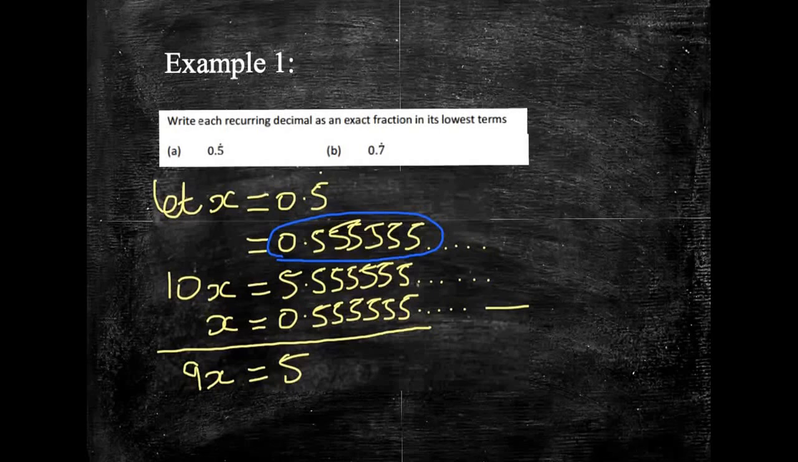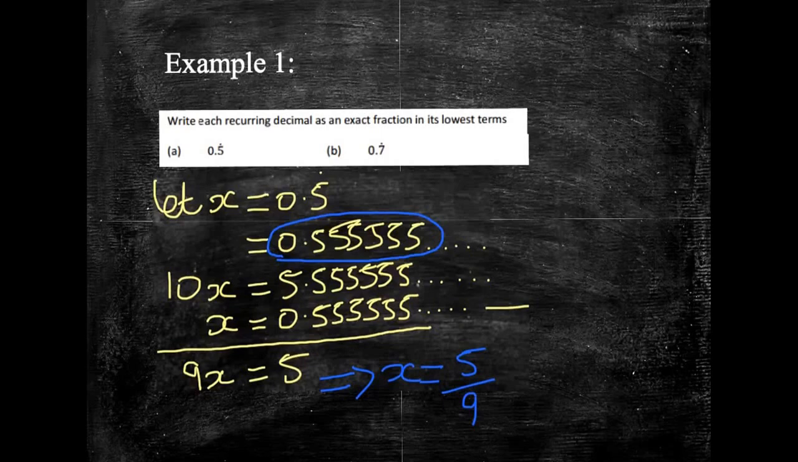I've managed to use an algebraic method here to get rid of all my recurring decimals, and the point of the algebraic method is to try and do this. By setting it out in this way, I can take one equation away from the other equation, and that gets rid of the recurring decimals. Okay, well, I now know that 9x is equal to 5. Simply rearranging this now gives x equals 5 over 9.